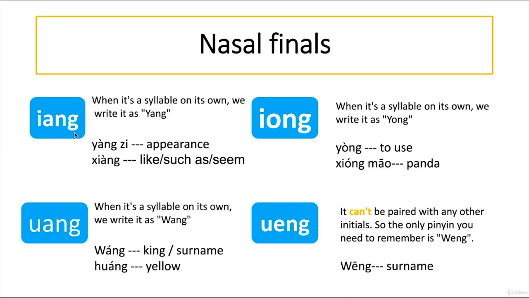Iang is pronounced as yang. When it's a syllable on its own, we write it as yang. For example, 样子 means appearance. 像 means like or such as or seem. Next one, iong.